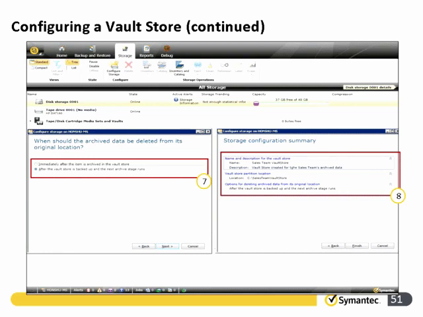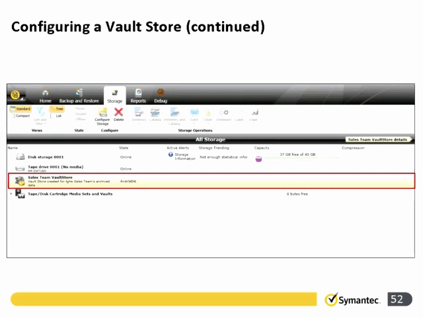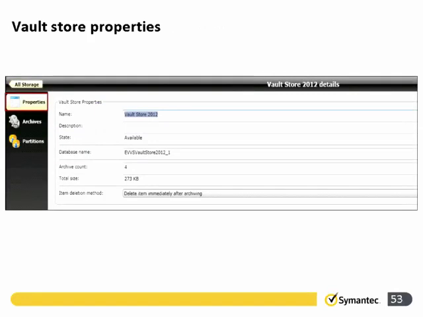It gives you a summary of what you've done, and then you'll see it as a storage device on your storage tab. So the vault store simply becomes another location on your storage tab. You can check the properties of this. It will show you the size, and it will show you the item delete method. You can also edit that from here.